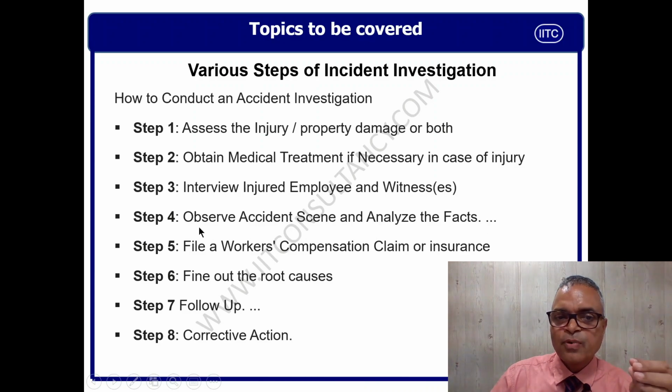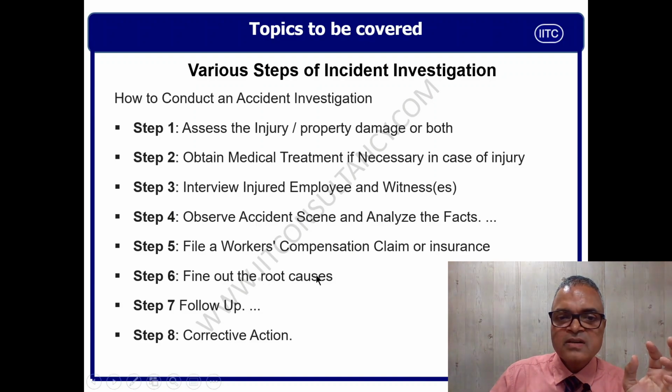This is a very important aspect because we need to secure the incident place and gather the data from the incident place. We also need to take photographs in a sequential manner so that at a later stage we can do the investigation to find out the correct root cause and facts.